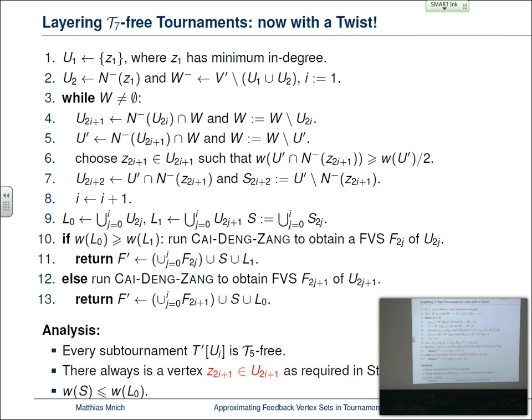Okay? So that's already the whole algorithm, and if you analyze it, then we can prove that every layer is T5 free. There always exists such a vertex. Again, I will not explain it now, but it's a bit tricky to prove. And the important thing is that this rubbish set is small. It contains at most as much weight as is on the even layers. That's why we can afford it.